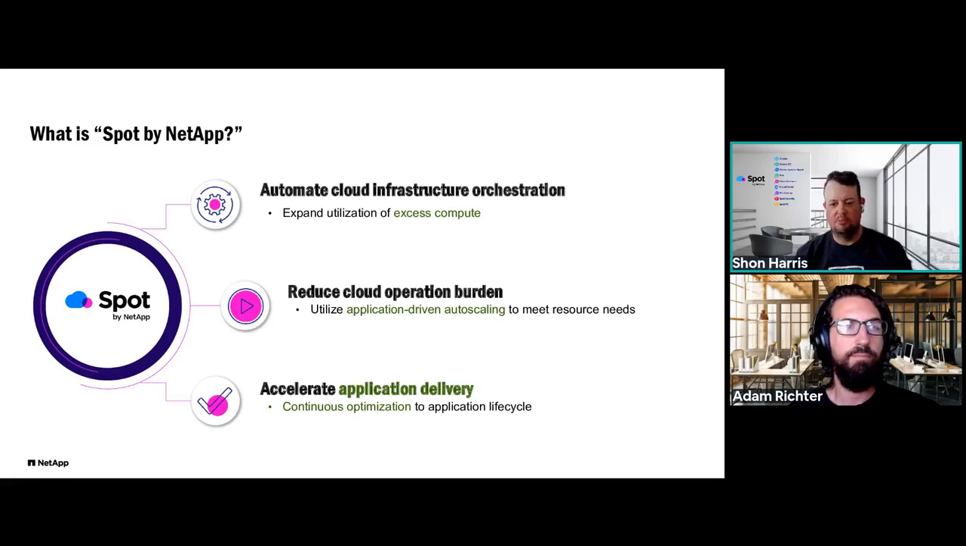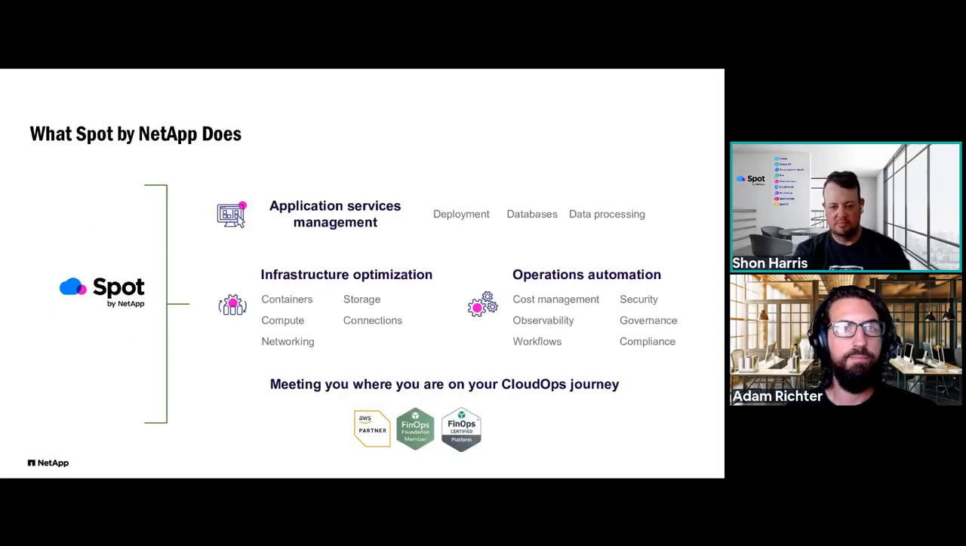We also want to help you reduce your cloud operation burden. We want to use application-driven auto-scaling to meet your workload needs, which means we're watching your workload. We're not watching somebody else's workload to make the decision. We're watching your workload and your metrics that are coming through. And we want to accelerate your application delivery, because the faster that you can get your product out, the more successful you are, which gives that continuous optimization as part of your software lifecycle.